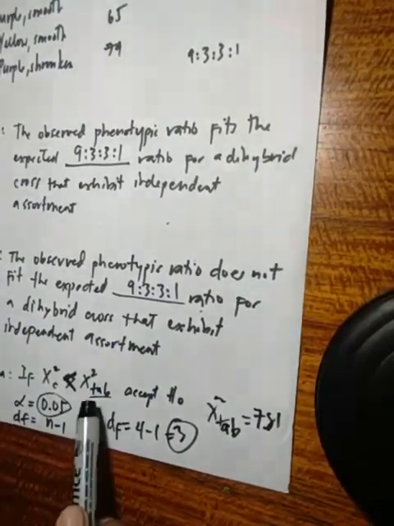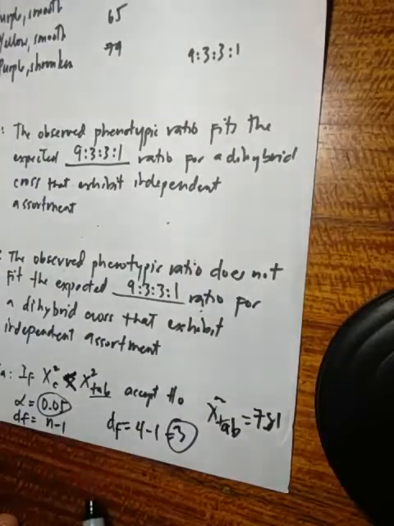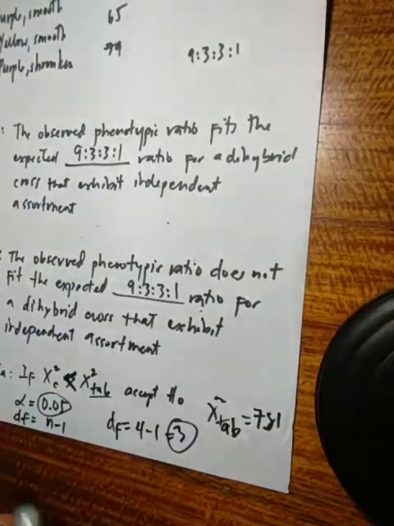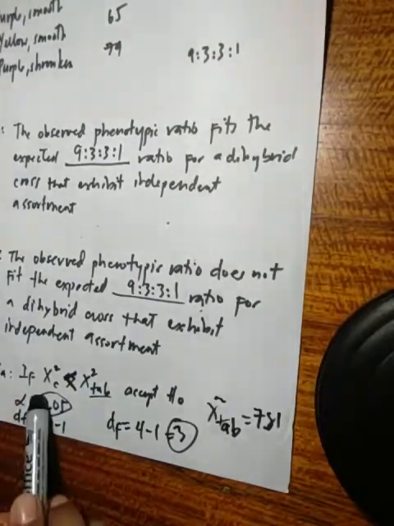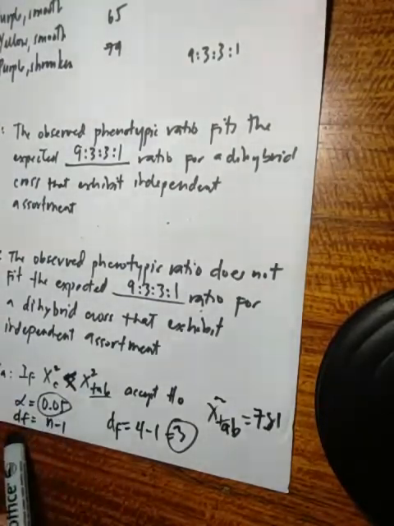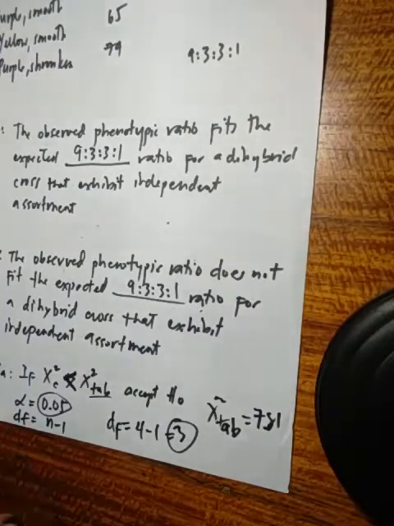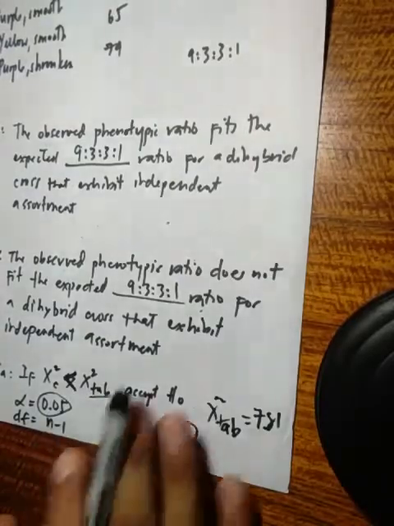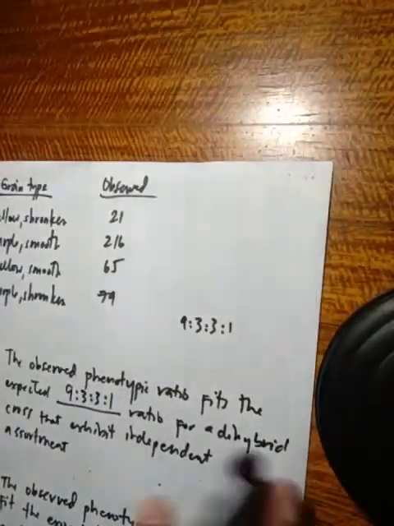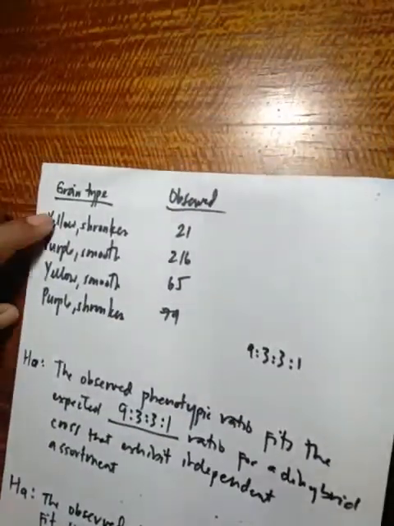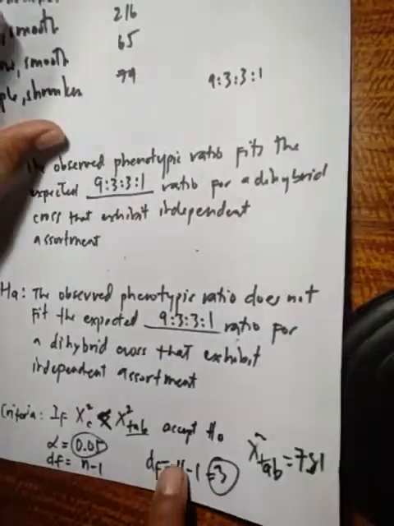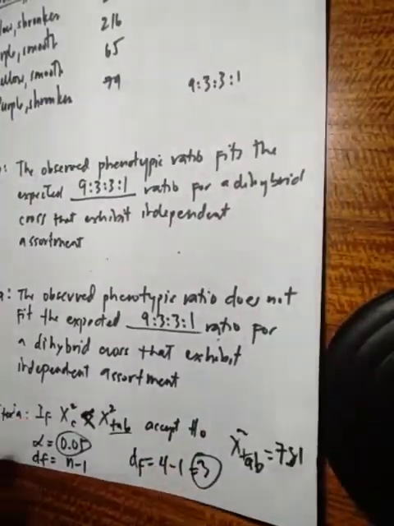So how do we compute for the chi-squared tabulated? We need 2 information. First is the alpha, and the other one is the degrees of freedom. The alpha is already given, 0.05. For the degrees of freedom, the formula is n minus 1, where n pertains to the number of phenotypic classes, 1, 2, 3, 4. Therefore, it becomes degrees of freedom 4 minus 1 is equal to 3.